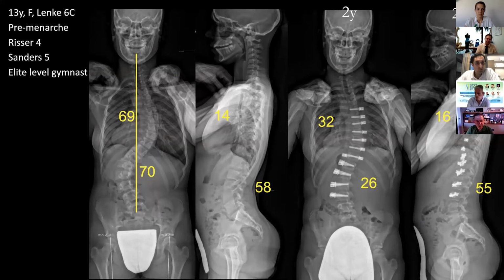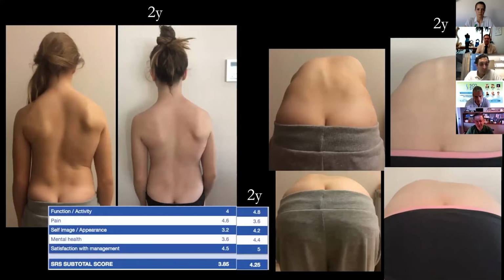This was an elite level gymnast, and this was a little bit tough case as the curve size was too big, but we were able to get this much correction after 2 years, and this patient is still continuing her gymnastics career. And also the clinical view was satisfactory, with a satisfactory amount of increase also in the SRS subtotal score.